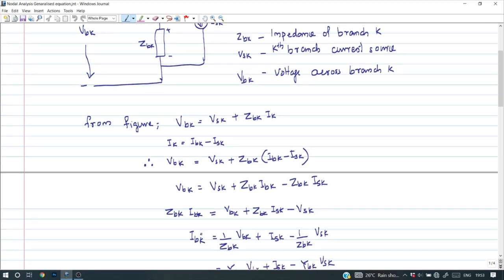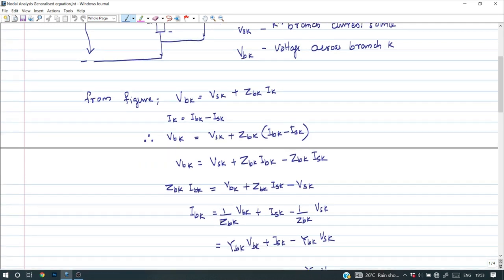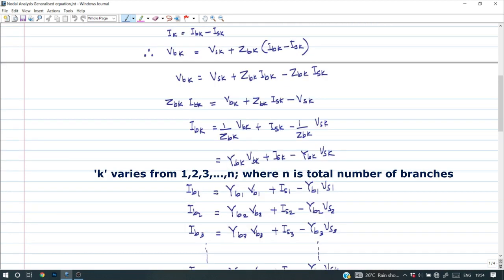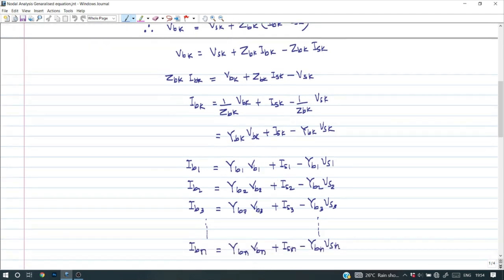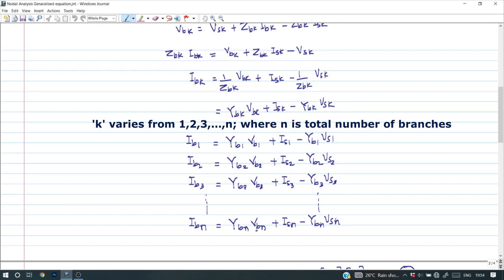From here, what is IBK? IBK is ZBK inverse, that is 1 by ZBK, into VBK, plus ZBK by ZBK will come, that will cancel. So the remaining part is ISK only, minus 1 by ZBK VSK. What is the reciprocal of impedance? It is admittance. So this can be represented as YBK VBK plus ISK minus YBK VSK. So IB1 is equal to YB1 VB1 plus IS1 minus YB1 VS1. And finally, IBN is equal to YBN VBN plus ISN minus YBN VSN.